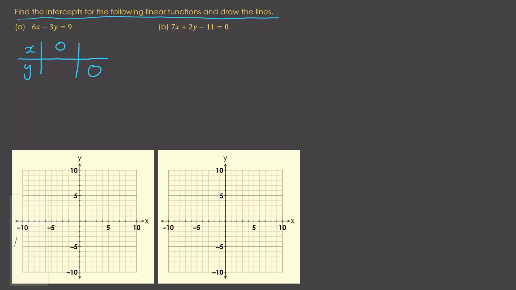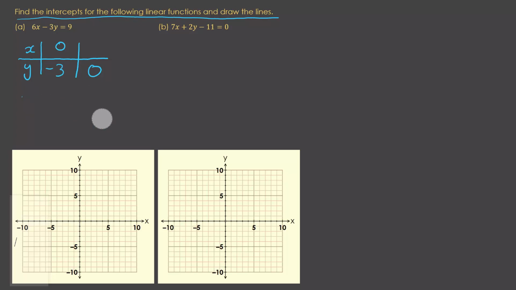So if x is 0, what happens to 6x minus 3y equals 9? Well, if x is 0, this part disappears. And I have negative 3y is 9. Divide both sides by negative 3, and I get y is negative 3.